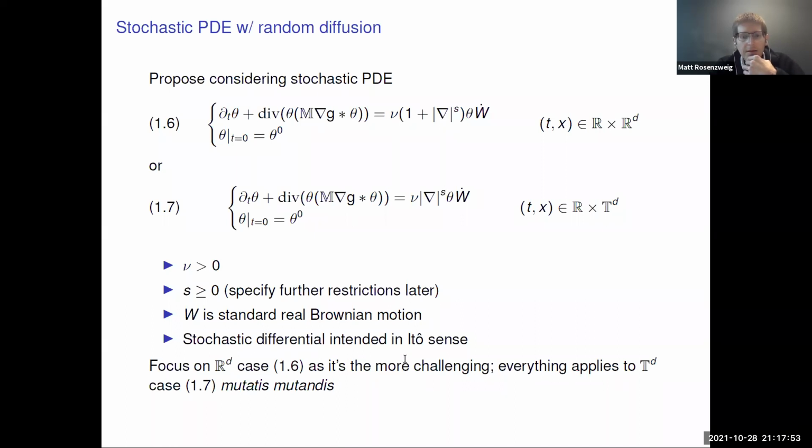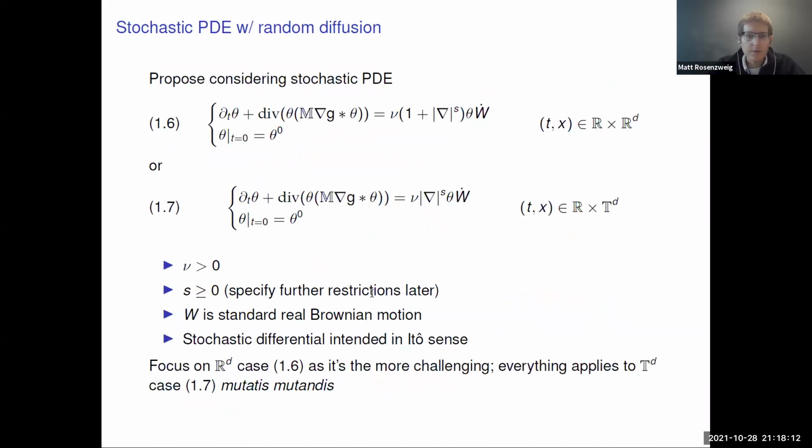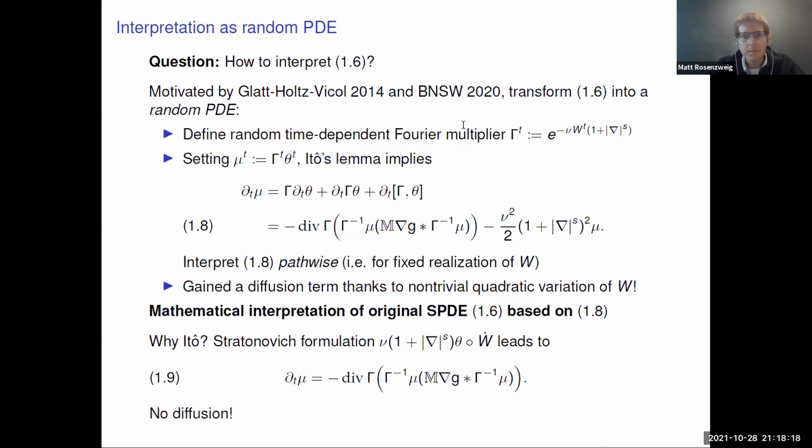And again, I want to say that we're going to focus on the R^d case, as it's the more challenging, but everything applies to the periodic case, changing the things that need to be changed. So, okay, the first question is, how do we actually interpret this equation that I started with? This expression here is a priori formal. So motivated by these works that I mentioned at the beginning of the talk, Lukas Galeati, Buckmaster et al., the idea is to transform this formal stochastic PDE into a random PDE. So what do I mean by that?